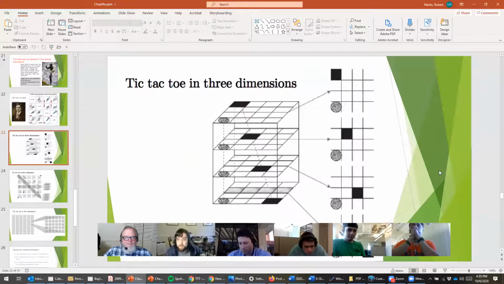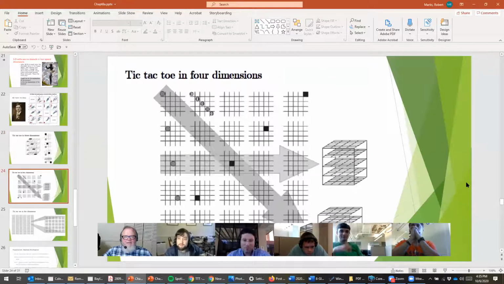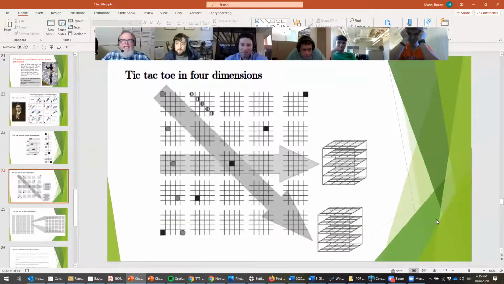Now, the next thing I want to go to is something interesting: can we play 4-dimensional tic-tac-toe? And the answer is yes. We have a 5x5 grid of 5x5 grids, and each slice through this corresponds to a 3-dimensional cube. So we can literally visualize a line in 4 dimensions using this 2-dimensional representation.